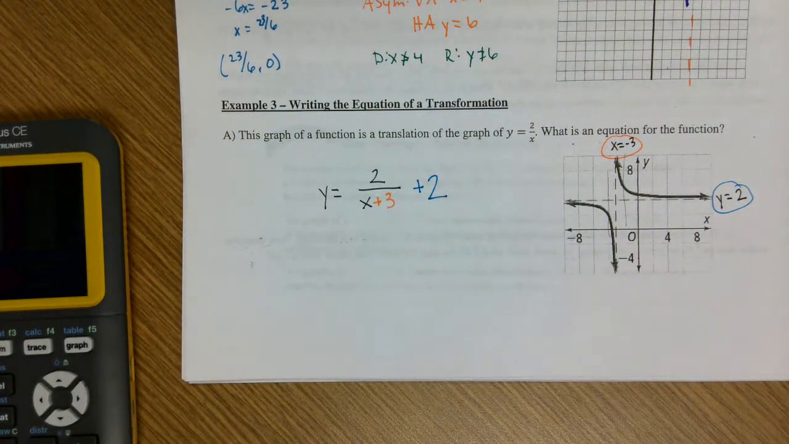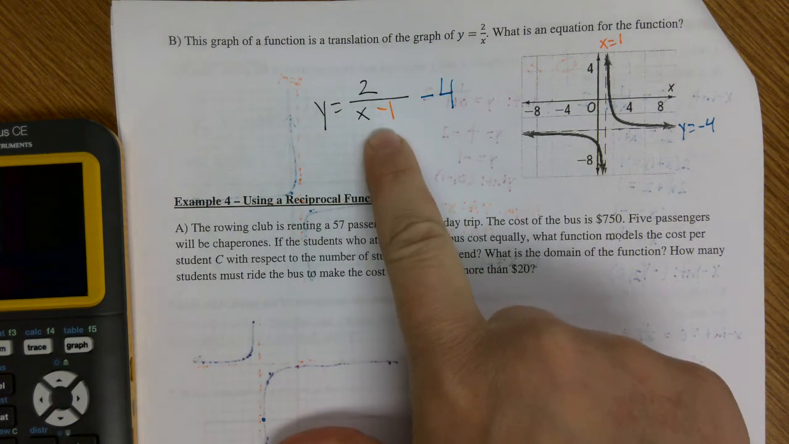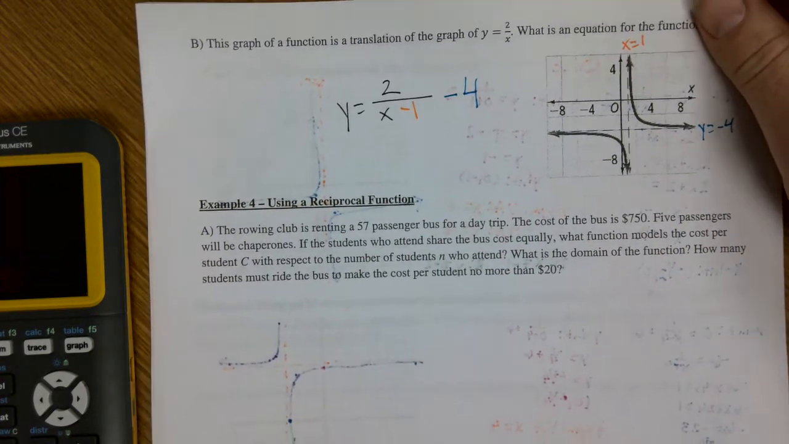I want you to pause the video and try to do the next one by yourself. You should have gotten moved right 1, so that'd be a subtract 1 with the x, and move down 4, that's a minus 4. This next question is pretty long.